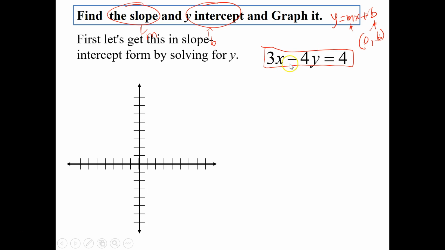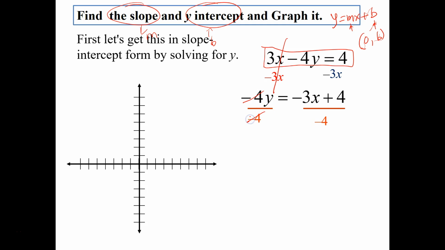Let's solve for y. You notice that you have 3x with negative 4y. I don't want the 3x, so subtract 3x from both sides of the equation. This 3x cancels, and you get negative 4y equals negative 3x plus 4. Then you divide by negative 4, and this is just y on this side.